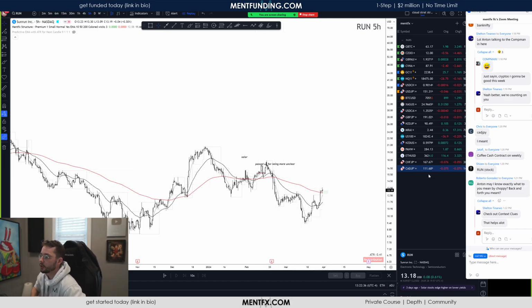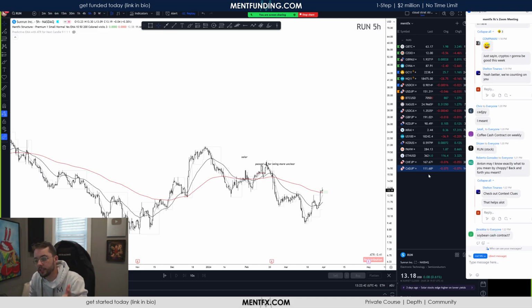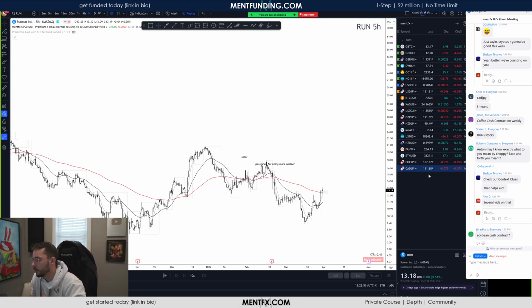Roberto says, Anton, may I know exactly what you mean by choppy? A number of things. Either the MAs are moving in a very choppy way, or price has been range bound for a very long time, or the wicks on the candles and just the general movement of the candles in relation to the MAs are choppy. All those things are the things that decidedly make me say something's choppy or not.